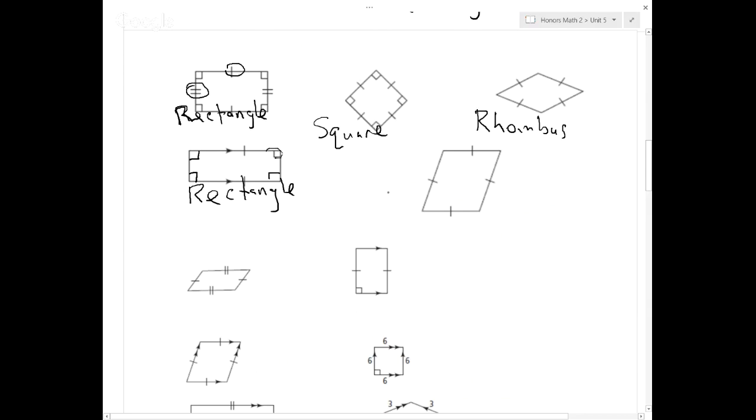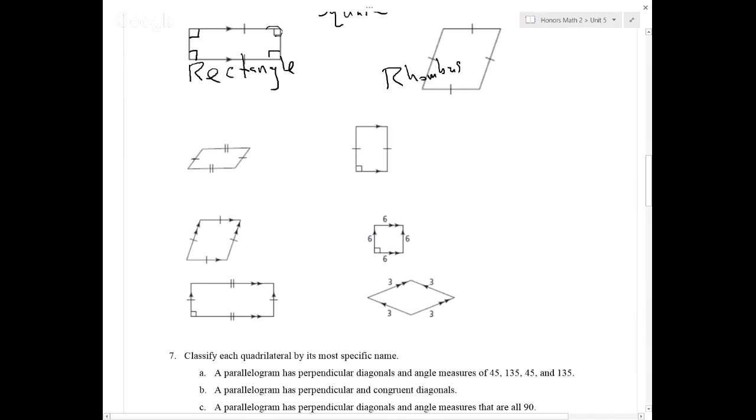Next to that, 4 congruent sides is going to be a rhombus. Moving down, we have opposite sides congruent, so we're going to go parallelogram.